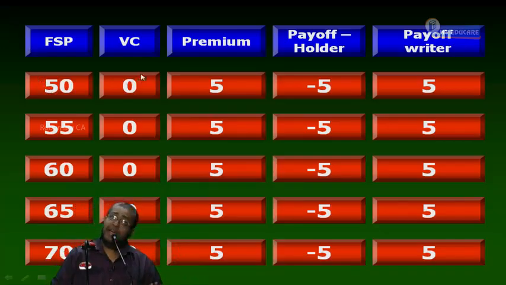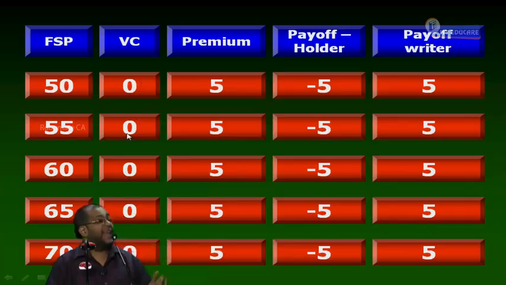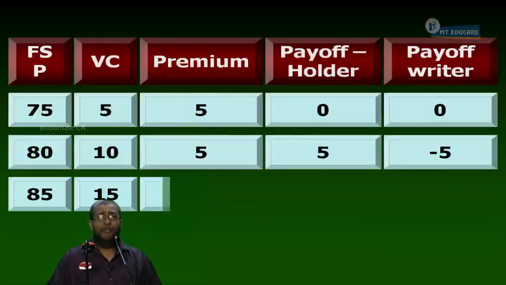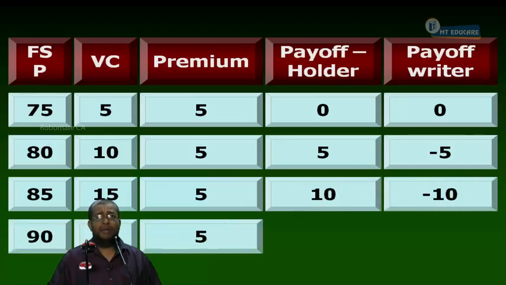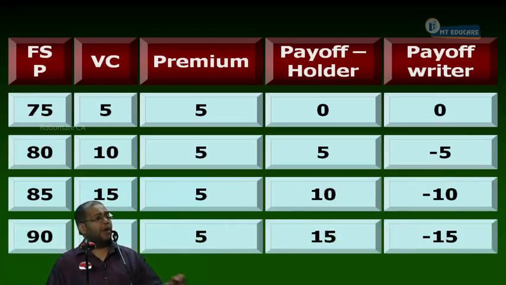He says, I may get 0 if the share price is 50. I may get 0 if the share price is 55. These are not cash flows, these are all possible cash flows. In that case, he may get 0 if the FSP is below 70. Or he may get 5, or 10, or 15, or 20. These are all the possible cash flows from the call option if he buys a call.